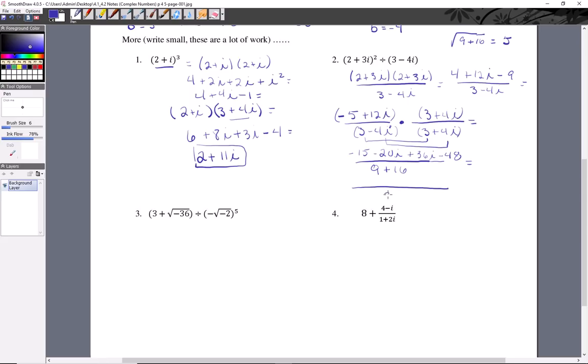And the denominator should be 25. We have a negative 15. Nothing will combine. Oh, wait. Negative 48 will combine with it. So you just add the numbers and keep the signs. So negative 15 plus a negative 48, that'll be a negative 3, carry the 1, a negative 63. All right, so that'll be a negative 63. And 36 minus 20 is plus 16i.